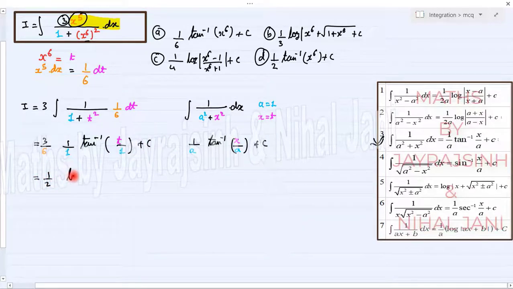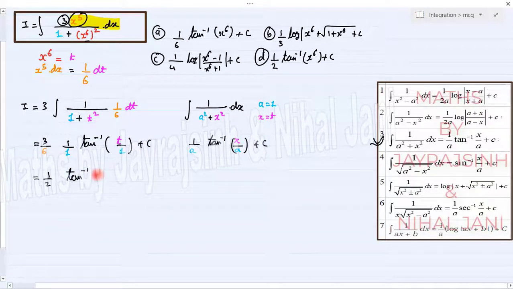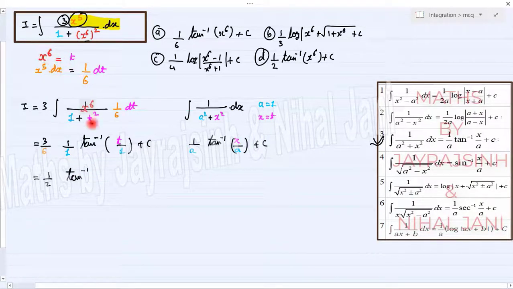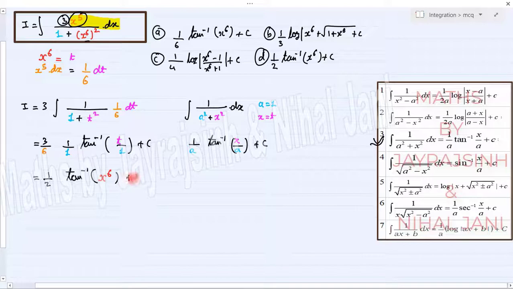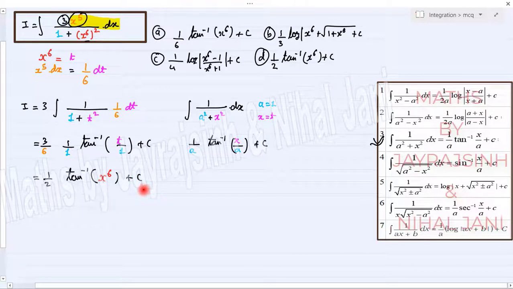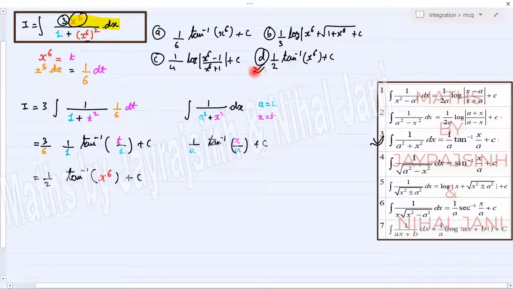So, here we'll get 1 by 2 tan inverse of, instead of t, we have to place x raised to 6 plus c. Is your final answer, which is given in option D. Ta-da!